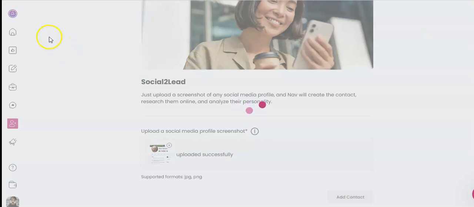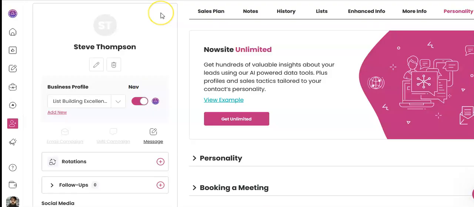Now, I'm going to pause the video just for a moment because this is going to take probably about a minute for this information to load up. So it took, as I said, about a minute for this to load up into this system.